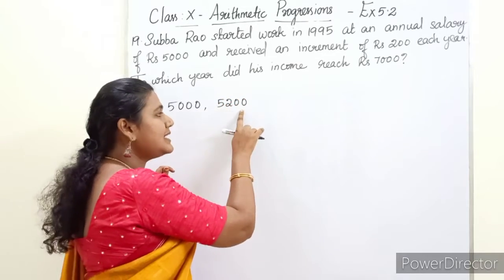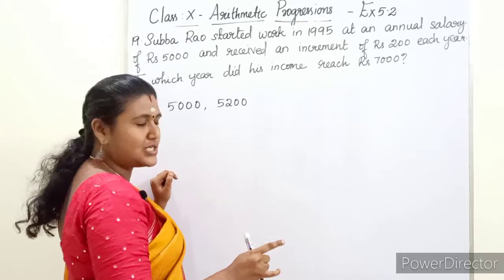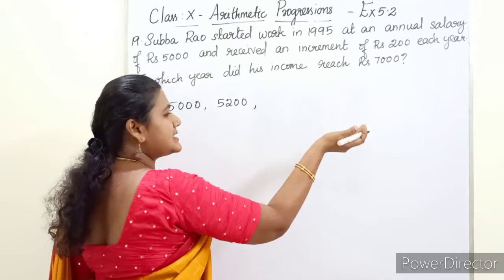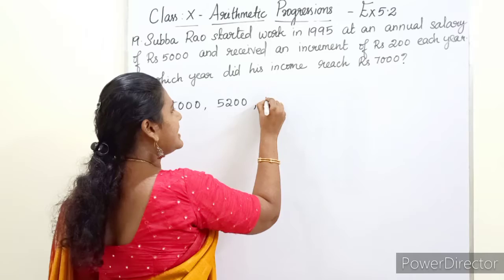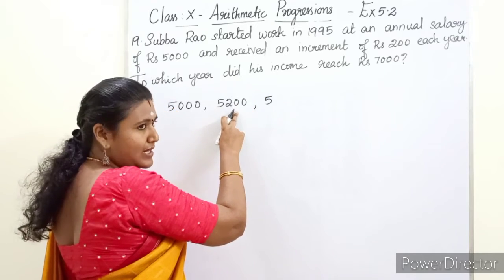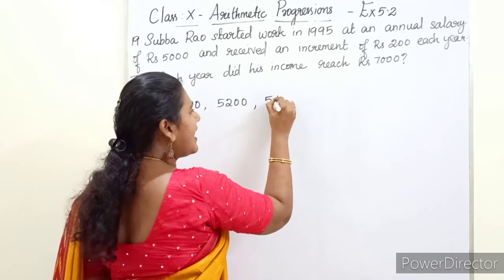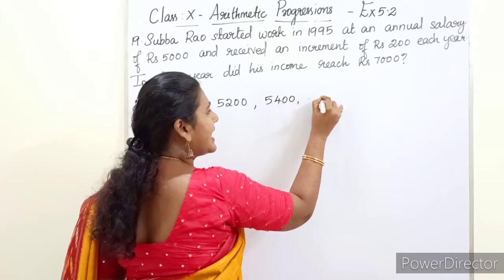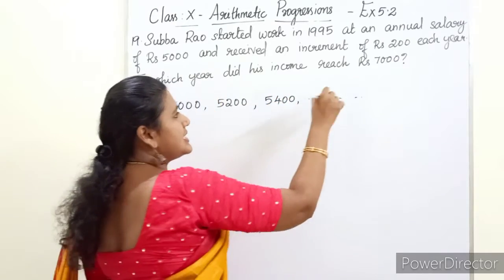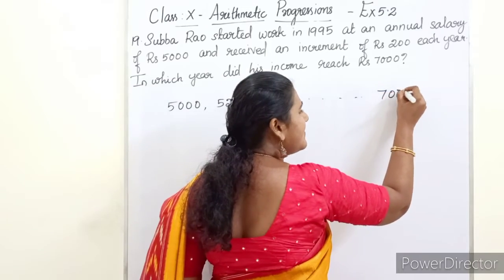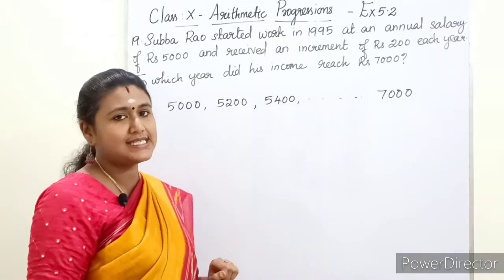Okay, so the next year his salary will be 5,200. Again the next year, that is the third year, he will get again 200 increment. So you will have 5,400, like that it will go. And the question is, in which year he will get 7,000 as his salary?